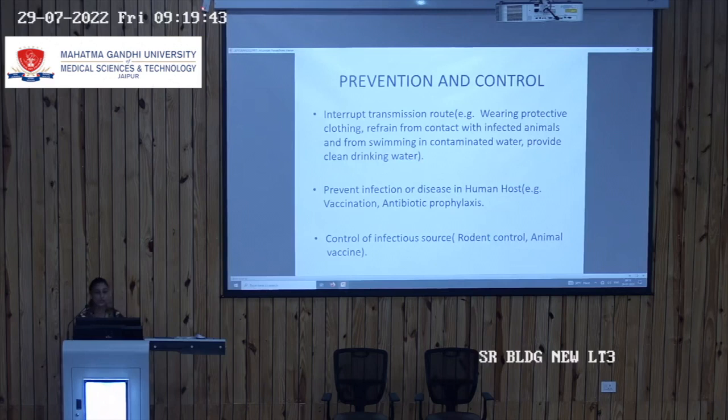Now, how can this disease be prevented and controlled? Interrupt the transmission route by wearing protective clothing, refraining from contact with infected animals and swimming in contaminated water, and using clean drinking water. For humans, the means of prevention are vaccination, and antibiotics can be taken prophylactically. Control the infectious source: if rodents are there, they have to be controlled. For cattle, and for those handling livestock, the animals should be given vaccine.